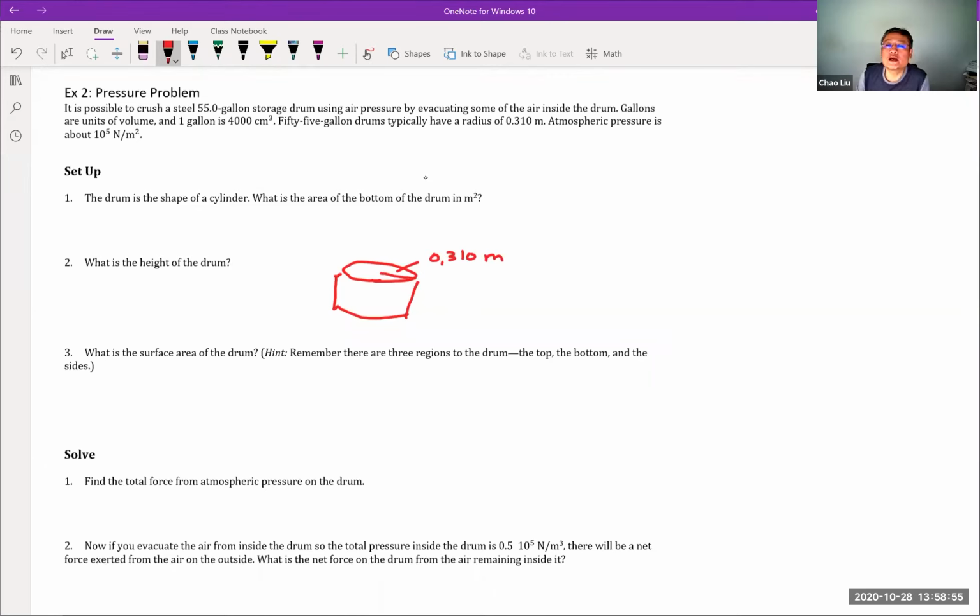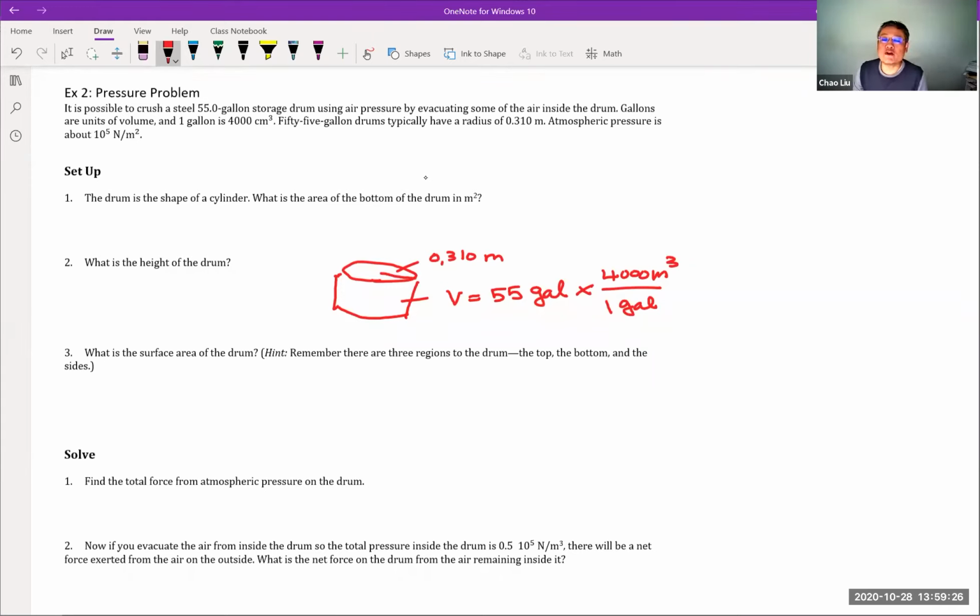You're also given the volume. The total volume is 55 gallons, and you can do a conversion because 1 gallon is equal to 4,000 meter cube. So that's how much volume this drum has.